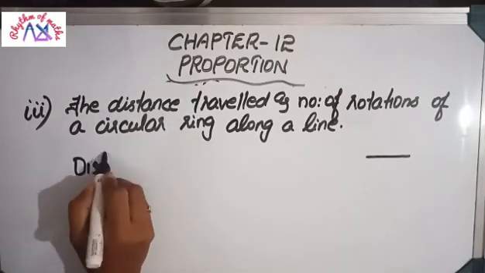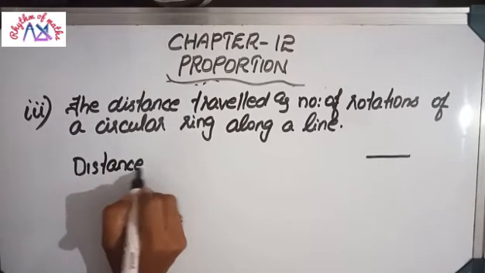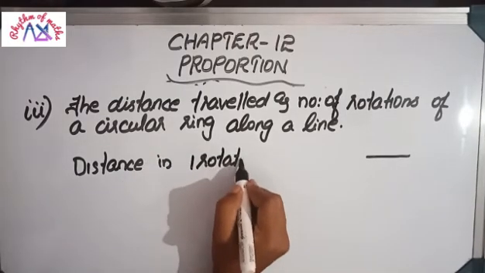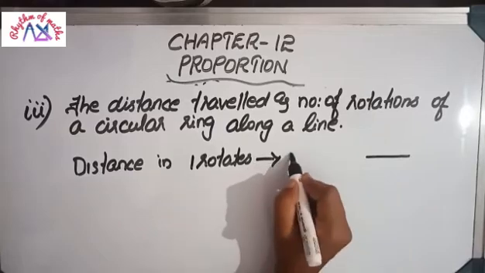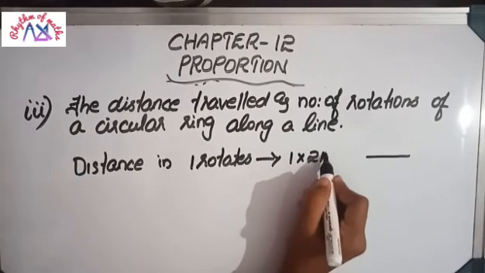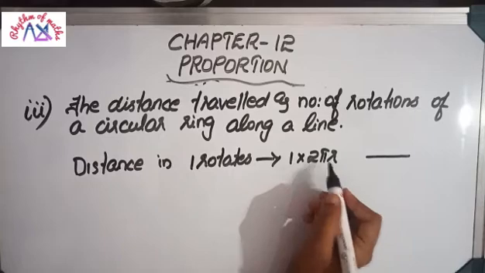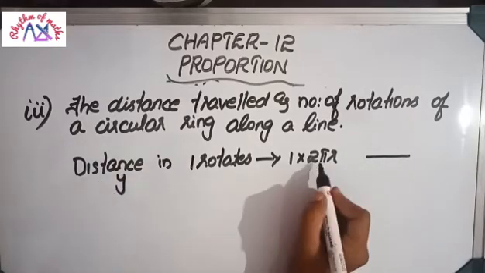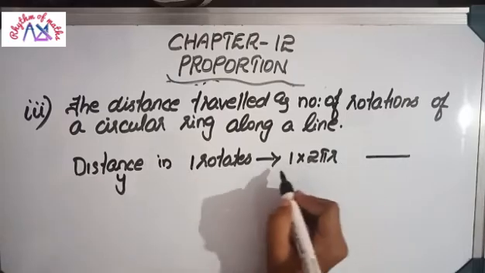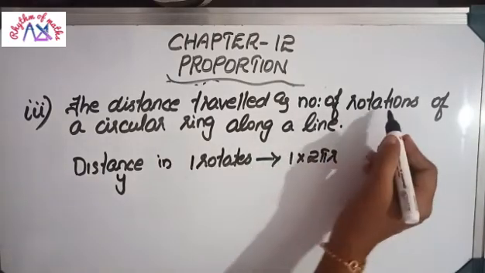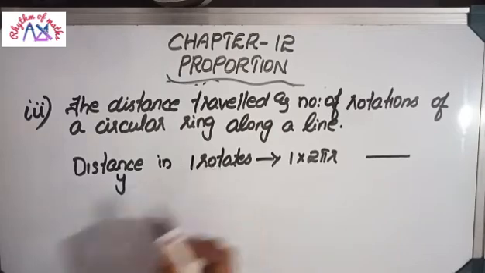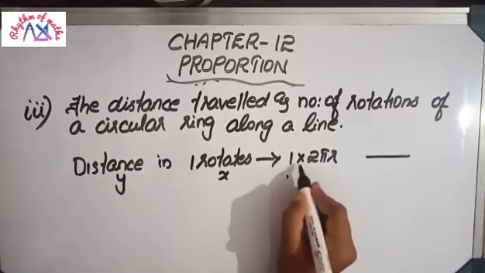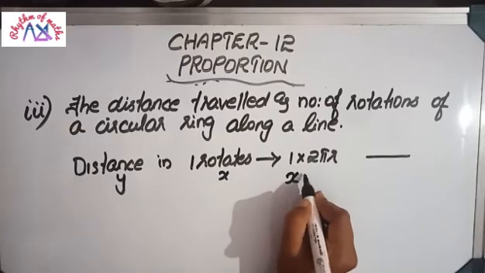So the distance in one rotation. If the ring rotates only once, the distance covered will be 1 into 2 pi r. So 1 into 2 pi r will be the distance. Here we can consider distance as y, and rotation as x. So one rotation means x.